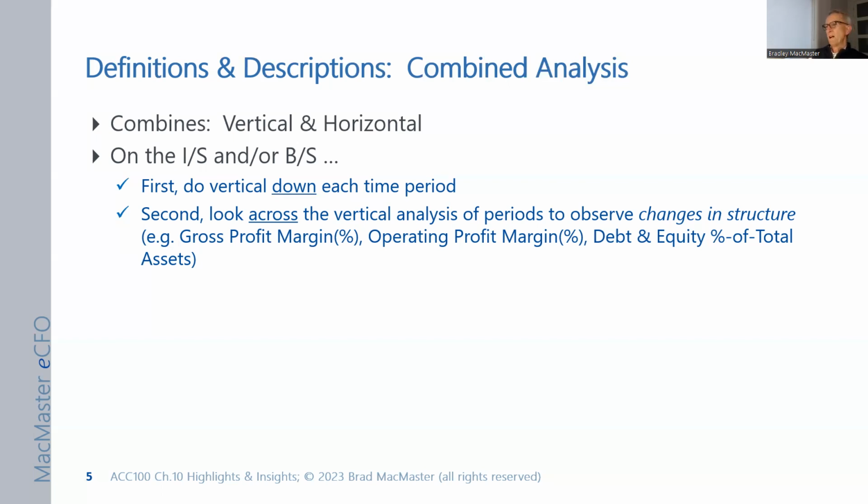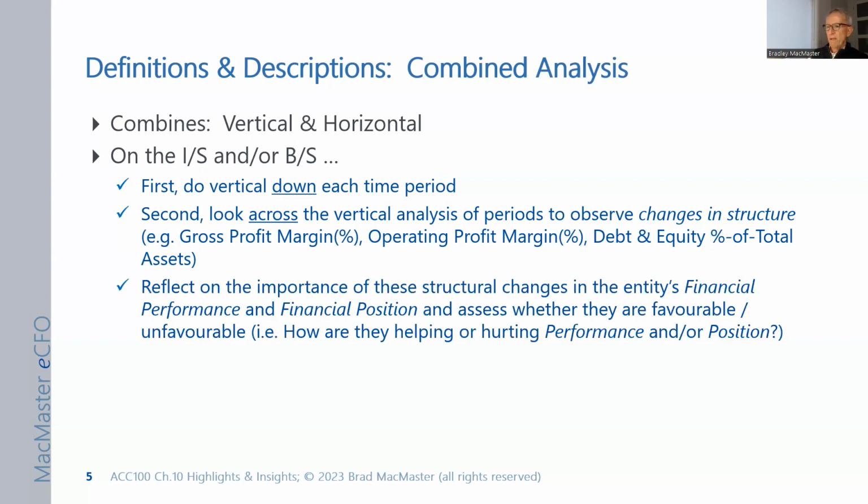So when you've done that kind of horizontal analysis of the vertical analysis, then we can reflect on the importance of these changes in structure, both from the perspective of financial performance when we're looking at the income statement, and financial position when we're looking at the balance sheet, and try to assess whether those structural changes are favorable or unfavorable. That is, are they helping or are they hurting the business entity's financial performance and position?